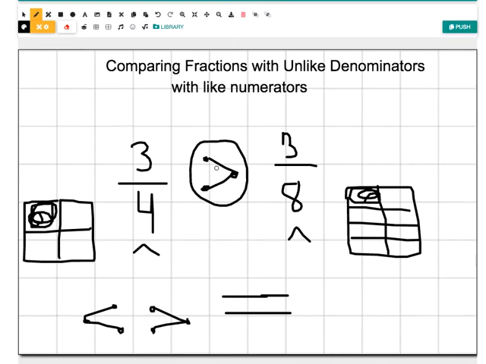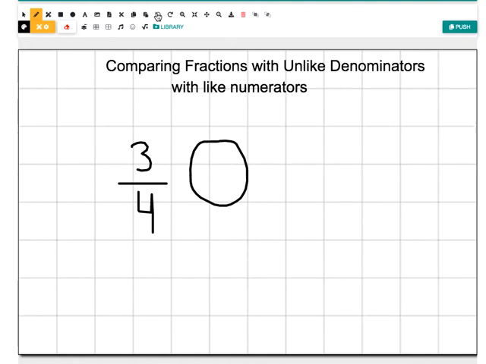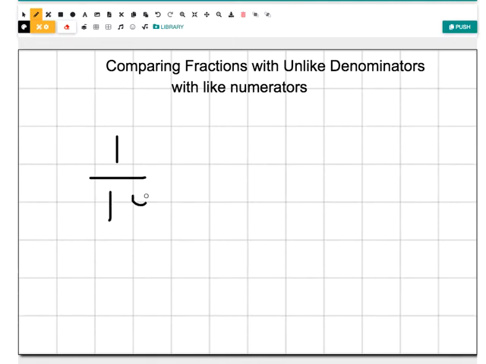So 3/4 is greater than 3/8. So let's go ahead and try a couple more of these, just looking at different denominators but with the same numerators. So if I have one that's like 1/10 and 1/5, I'm going to look at the denominators because the numerators are the same.